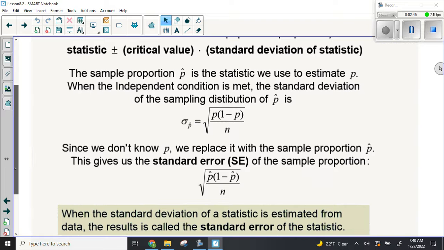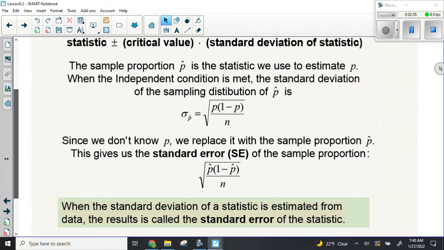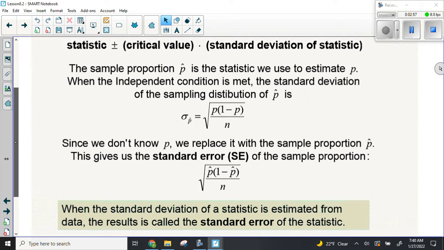So in this case, our standard deviation is the same, right? Sigma sub p hat. And we'll also call that the standard error as well. And because we don't know p, in this case now we're going to use p hat. So you won't be given the true proportion because we're trying to estimate it.